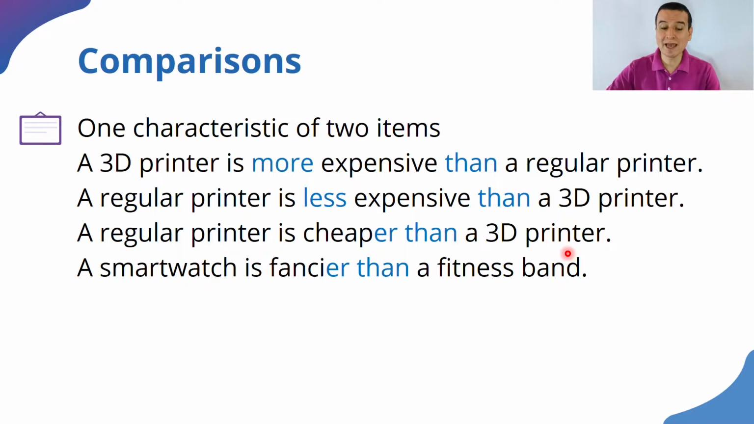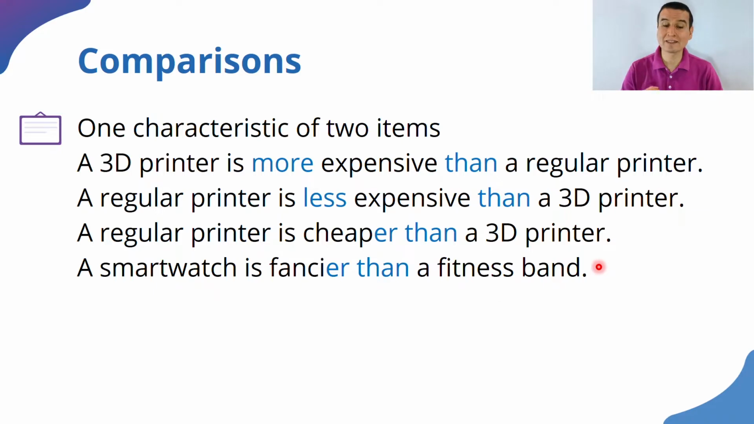And the same thing happens with the adjective fancy. We say a smartwatch is fancier than a fitness band, for example. In that example, when we have the letter Y after a consonant, we change that Y to an I and then we add ER, all right? I'm sure you already know that, but I just wanted to review that, all right?